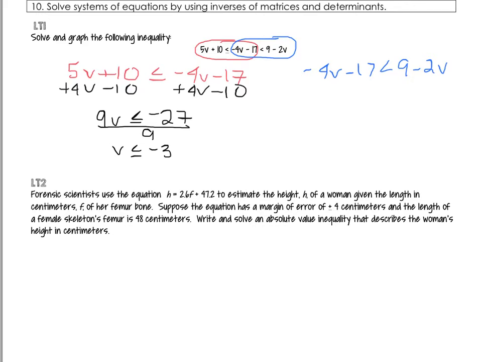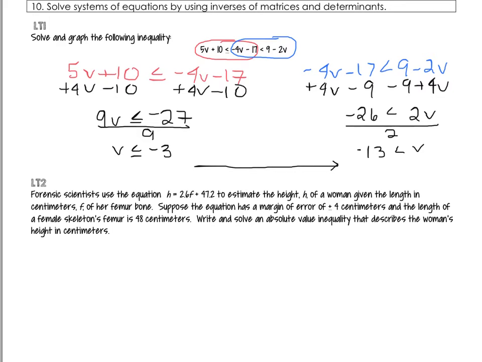Now on our right-hand side, I'm going to add 4v to both sides, and I'm going to subtract 9 from both sides, okay? So negative 17 minus 9 gets me negative 26 is less than 2v. Divide both sides by 2, and we get negative 13 is less than v, okay? So if I read this out loud, we are less than or equal to negative 3 and greater than negative 13. It's logical, it makes sense. I can graph both of these and satisfy both of them.